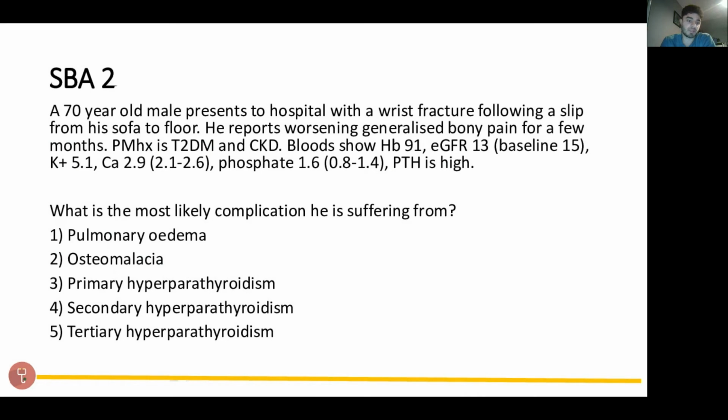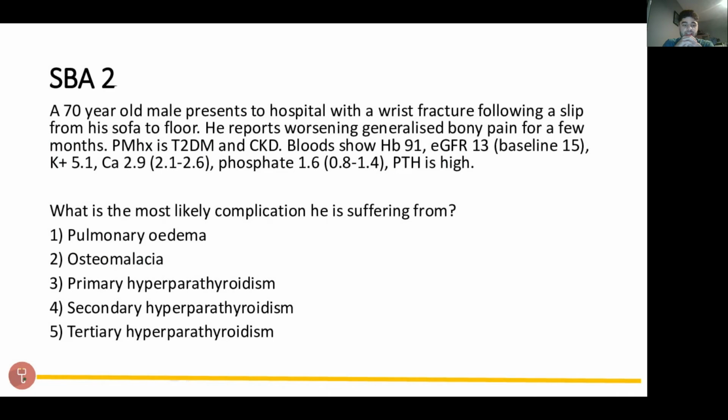Well, he's suffering from anemia. That's one we know, but that's not an answer here. The other one is there's something going on with his potassium, his calcium, phosphate, and parathyroid hormone. With parathyroid hormone, there's your primary, secondary, tertiary. Primary, your parathyroid glands are producing loads and loads of hormone. That's what's causing the issue.